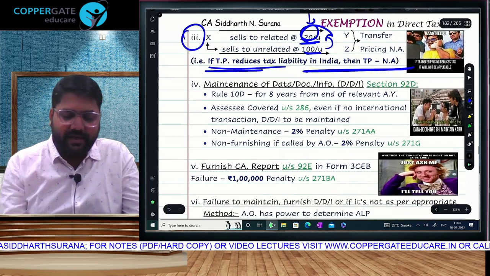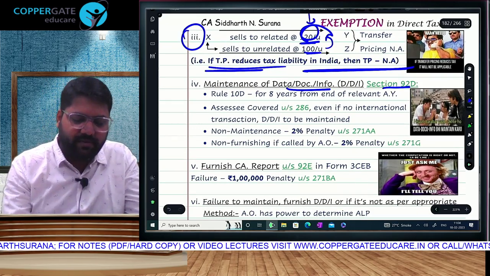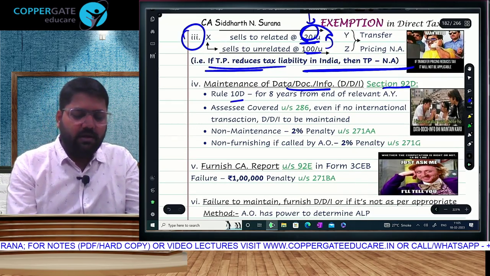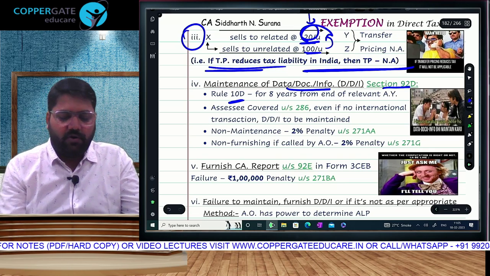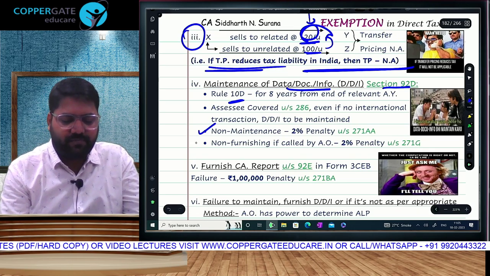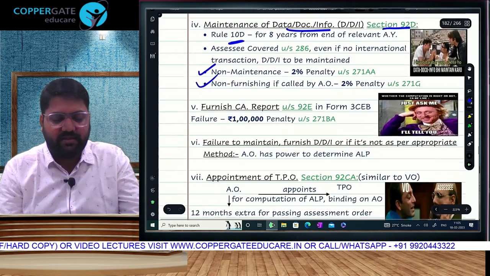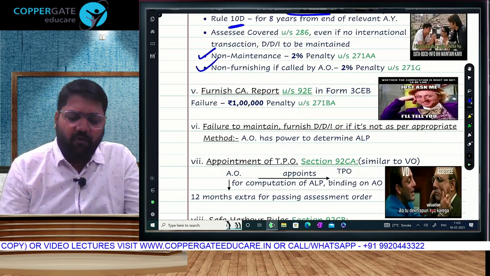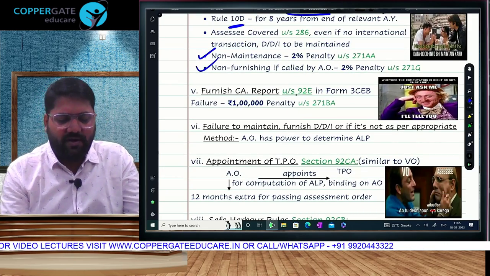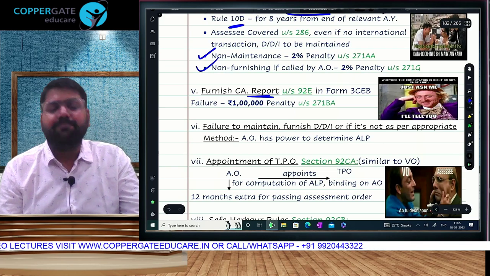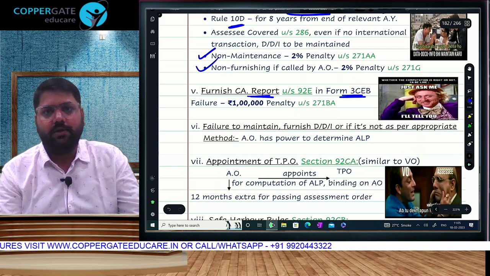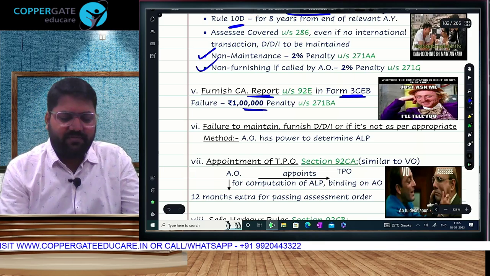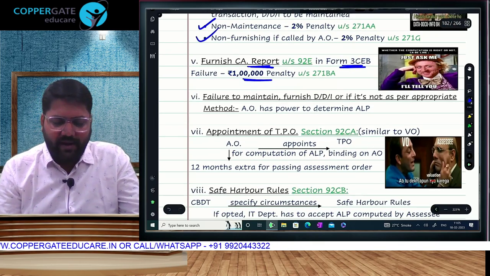applicable. Next, section 92D, which says that you will have to maintain certain data, documents, information, which is covered in rule 10D. For non-maintenance, there is going to be a penalty of 2%, and for non-furnishing, there will be a 2% penalty. Whatever are your transfer pricing transactions, you have to get them reported. CA report is compulsory, form 3CEB. We also call it transfer pricing audit, and failure will attract a penalty of 1 lakh rupees flat.